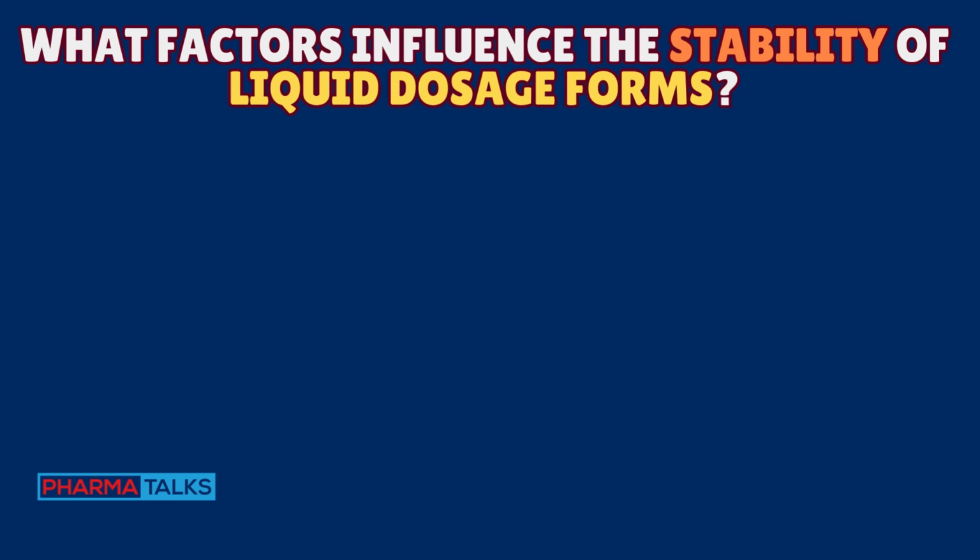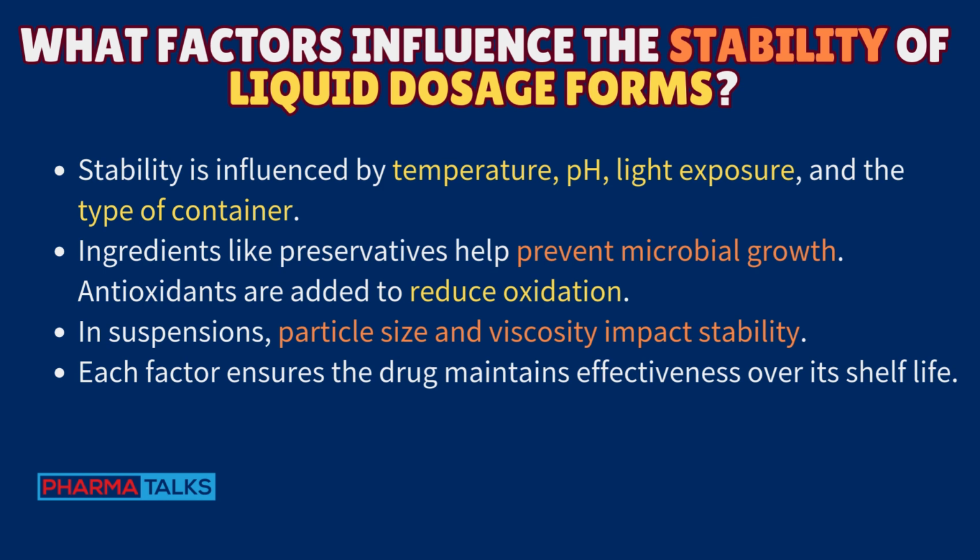What factors influence the stability of liquid dosage forms? Stability is influenced by temperature, pH, light exposure, and the type of container. Ingredients like preservatives help prevent microbial growth. Antioxidants are added to reduce oxidation. In suspensions, particle size and viscosity impact stability. Each factor ensures the drug maintains effectiveness over its shelf life.